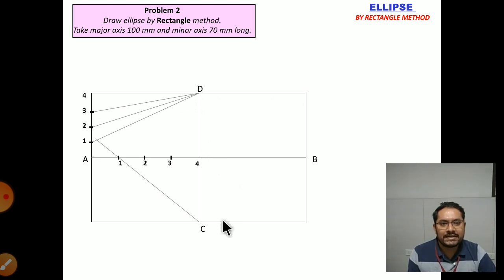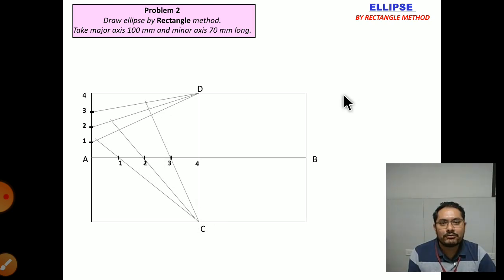Now, the second step, what do we need to do? We need to extend the line which will pass through point 1 and start from point C, which will intersect the line 1D. Okay. Likewise, we'll go for the second line that will start from C, passing through 2, and intersect 2D.